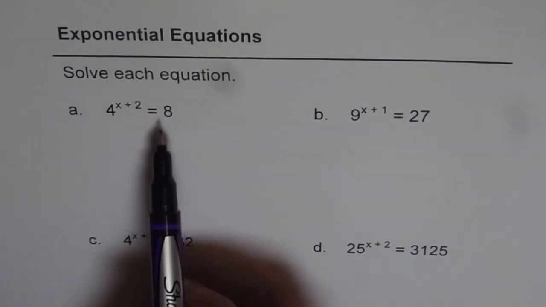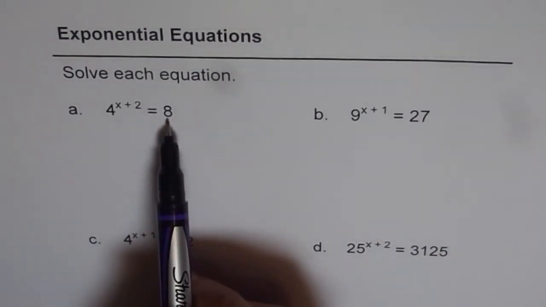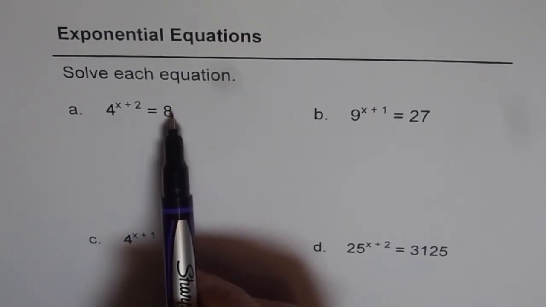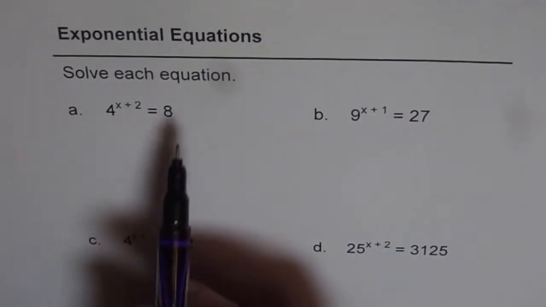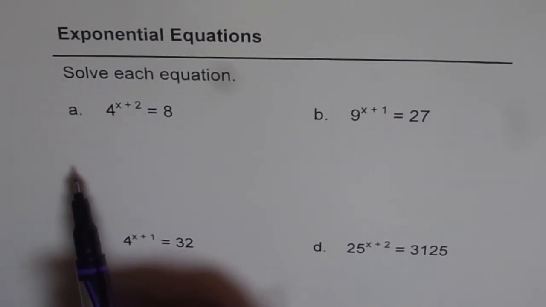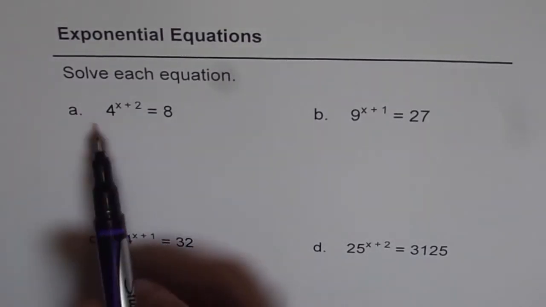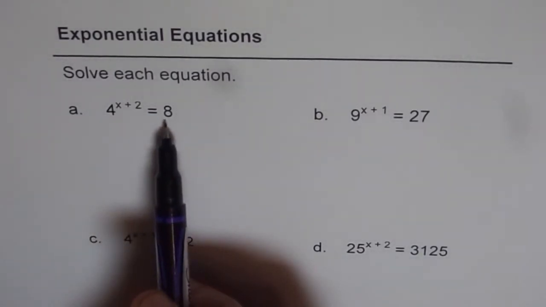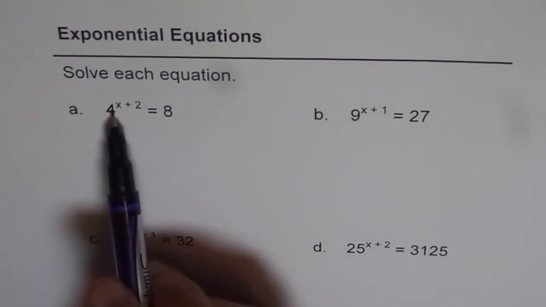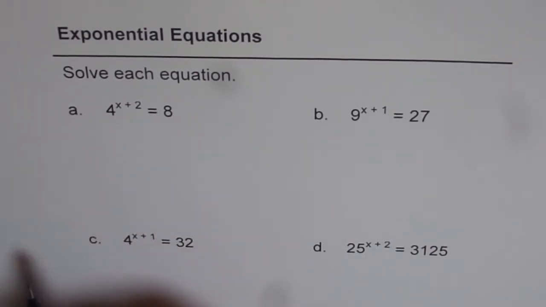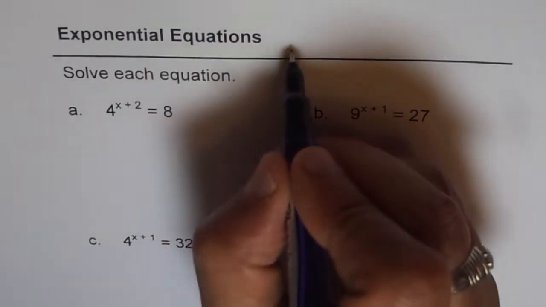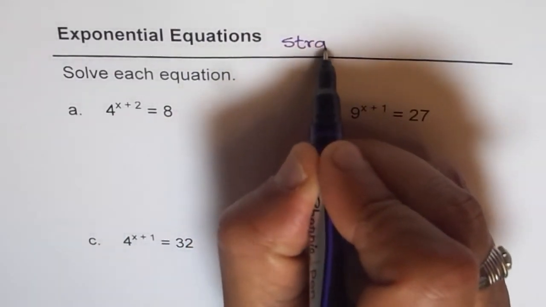The idea is to write 8 as a power of something which is the same as 4, but it's kind of difficult. When it is difficult, we can think about changing their base. If I change the base to 2, then I can write 8 as 2 cube and 4 as 2 square. So we get the same base. Once we get the same base, we can compare the exponents and get our answer. So that is the strategy. The strategy here is to change base.